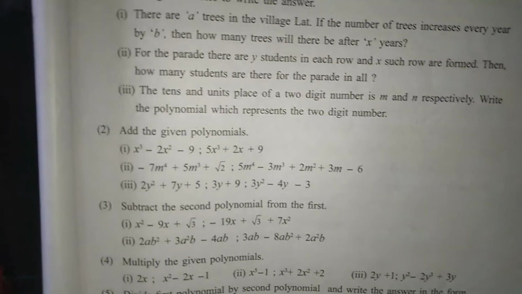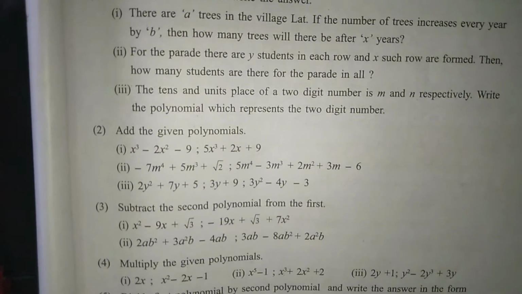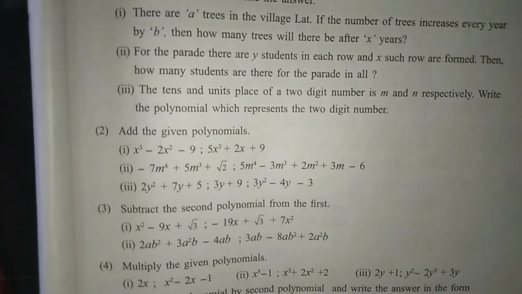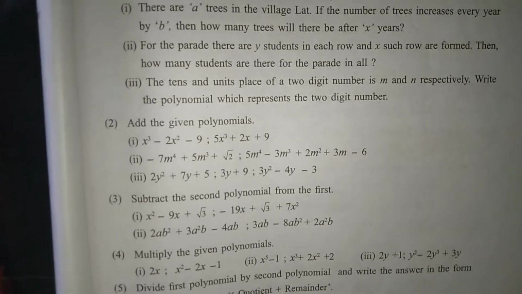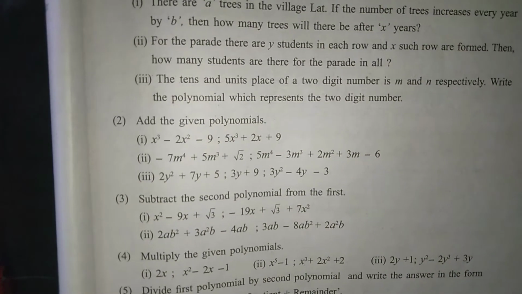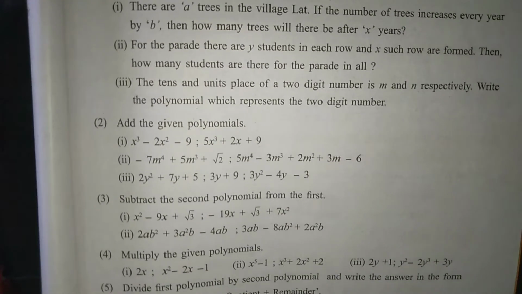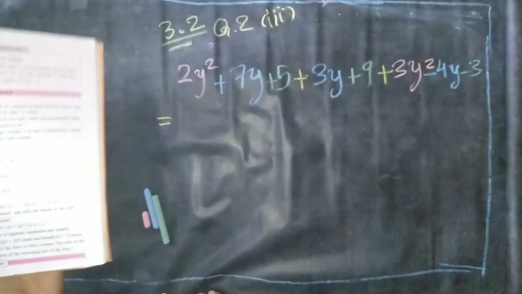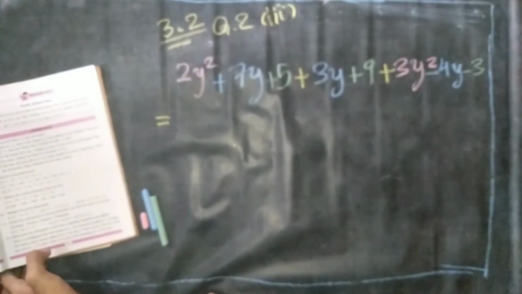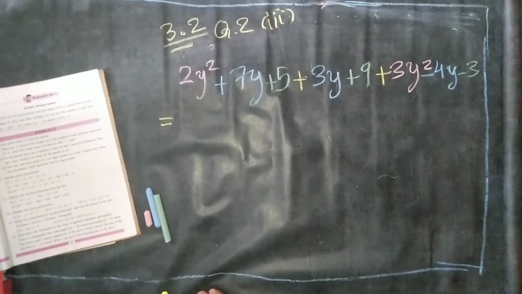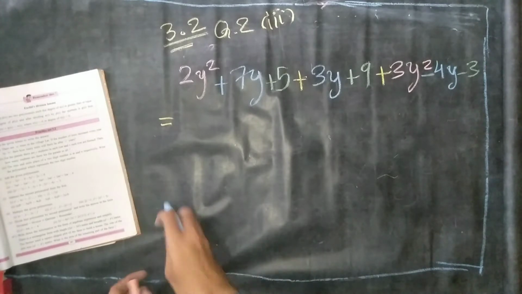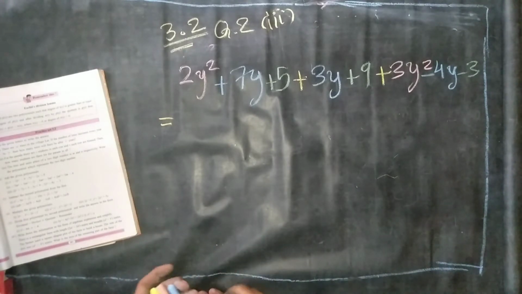So we go for question number 3. We have to add this. It is 2y square plus 7y plus 5, 3y plus 9, 3y square minus 4y minus 3. So we are supposed to add these 3 polynomials. Let's try to see how we can add that. If you observe, again there are 3 colors. Let's try to add these things.